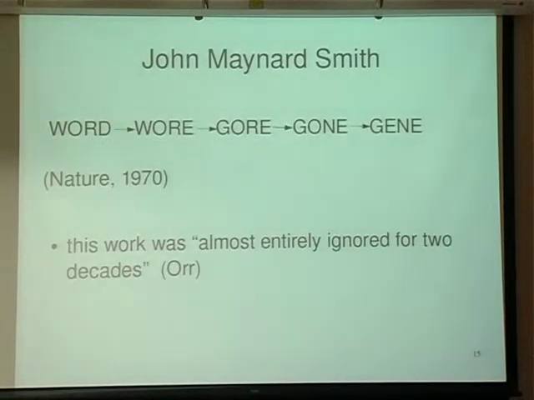And he made this quite famous. You'll see this quite a few places in his Nature 1970 paper, this discrete sequence changes that will take you from word to gene. And we're constrained by the fact that all the organisms in between word and gene have to be viable, so they all need to be real words themselves in English. It's just a little analogy for how discrete steps have to proceed in adaptation through viable intermediates. But according to Orr in the reading material for this lecture, this work was almost entirely ignored for 2 decades.